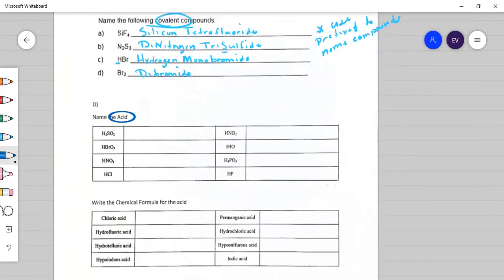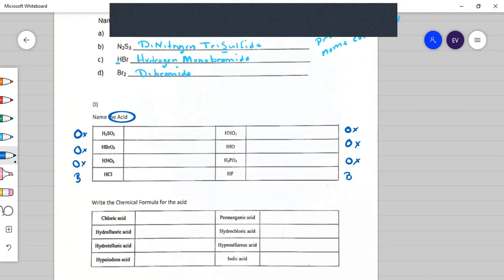Again, if you don't understand what I'm talking about, go back and watch the video that I made for you guys on naming acids. But the first thing I would do is identify these as either binary or oxyacids. And here's the hint: if it has oxygen, it's an oxyacid. So oxyacid, oxyacid, oxyacid, binary because there's no oxygen. Oxyacid, oxyacid, oxyacid, binary. Each one of those has a rule for naming them, and you have to follow it or else it's wrong.